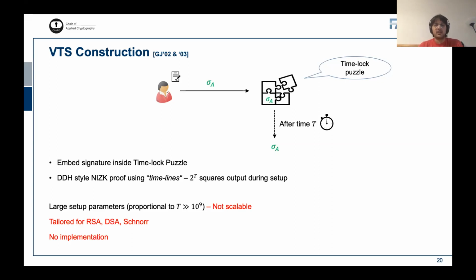if you want the puzzle to be opened in 1 hour, or in 1 day, even for 1 hour, you have to set the hardness parameter t to be much larger than 10 to the power 9. And that means in their proposal, you really have a public parameter with 10 to the power 9 elements in it, and that's massive. It's clearly not scalable if a user has to store these public parameters for several users.